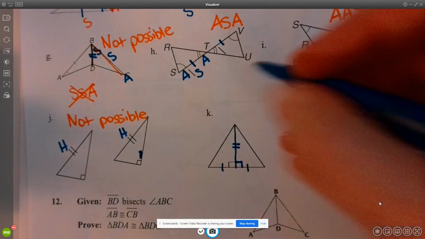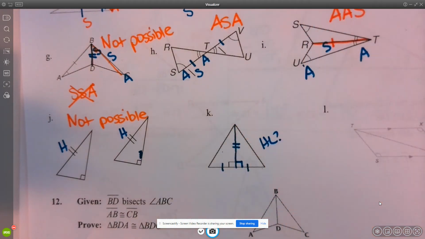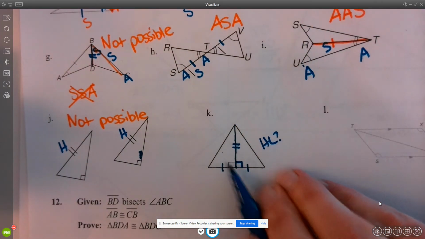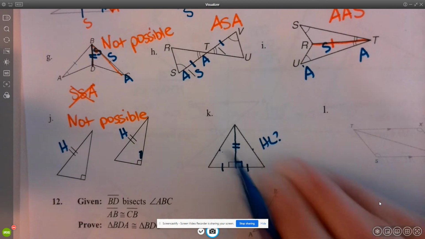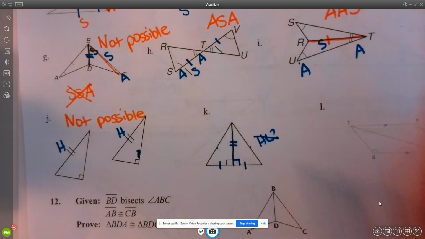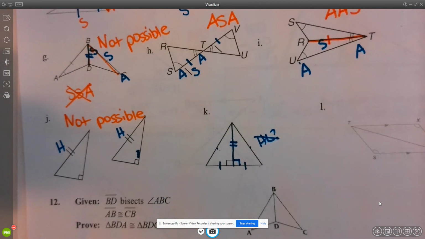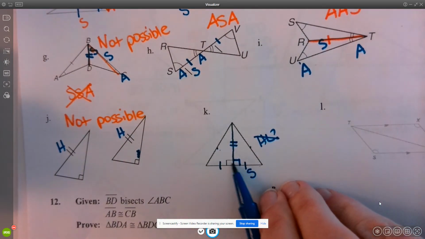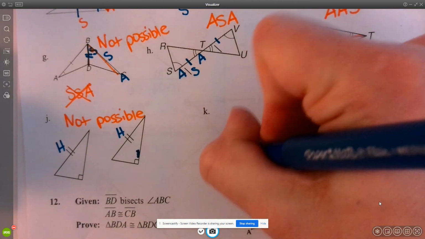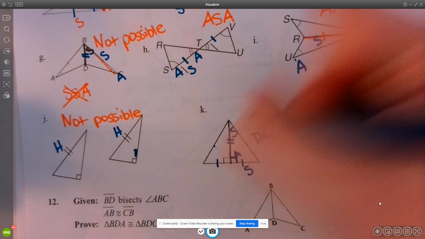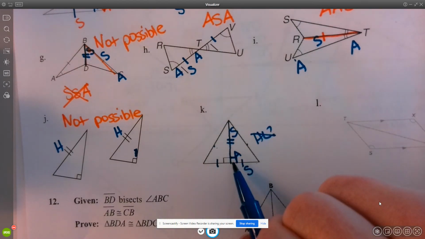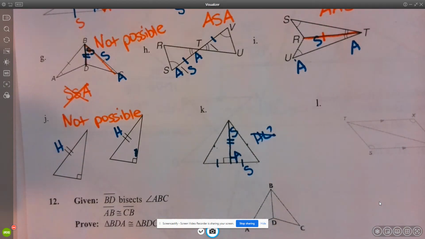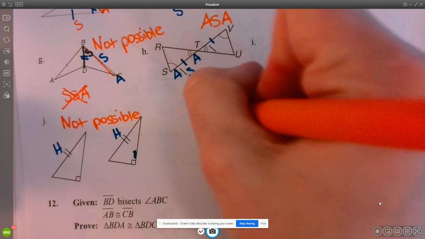So looking at my picture, you might think maybe it's hypotenuse leg. But remember, we said we do not know if their hypotenuses are congruent. So you cannot use hypotenuse leg. Let's look and see if we can use anything else. I have a side. Their angles here are congruent. And I have another side. So because this angle is in between the two sides, this is an example of side angle side.